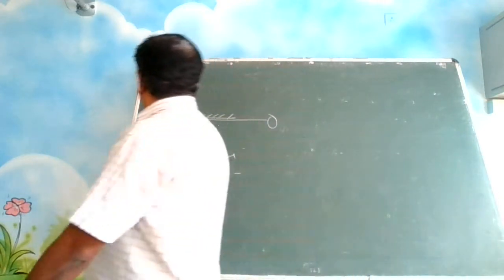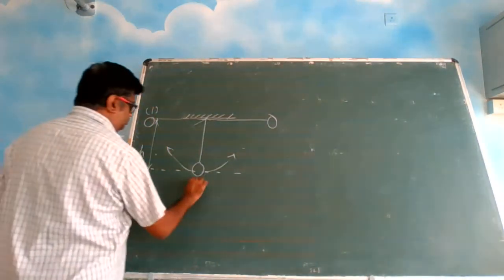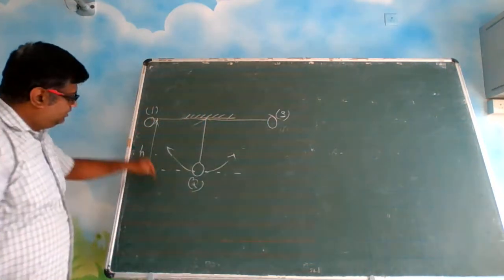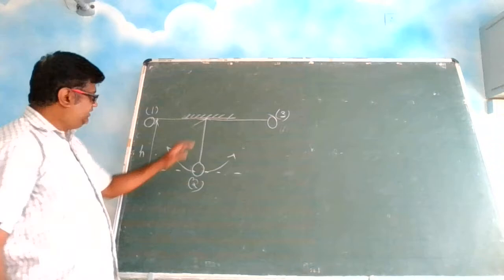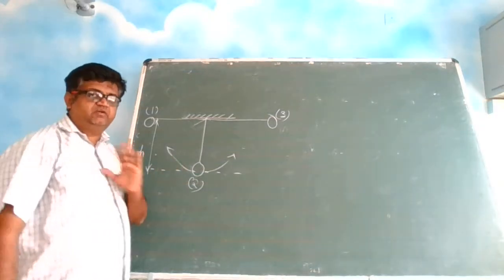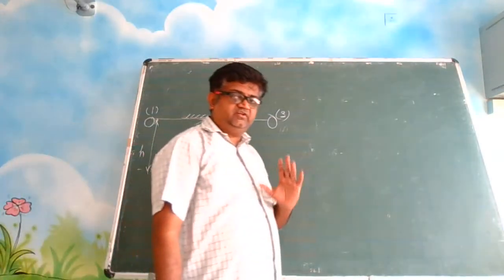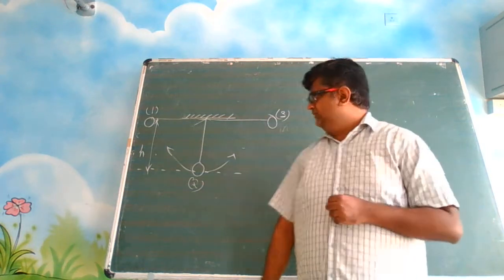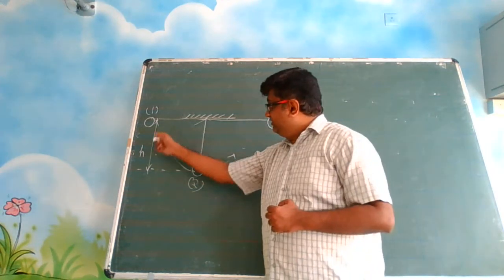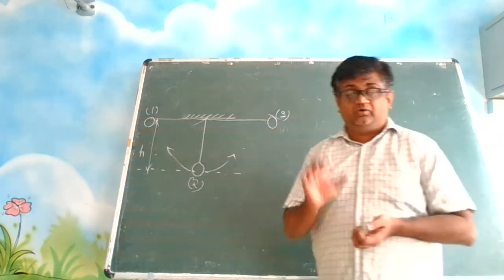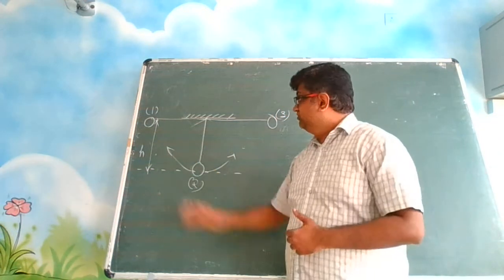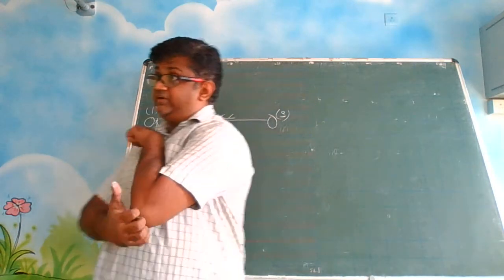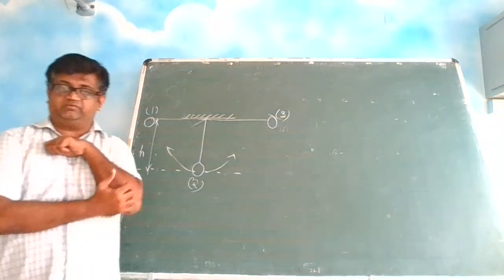Whether the position is 1, 2 or 3, in all these 3 positions, the mechanical energy is conserved. That means total energy is constant. Someone will come and say, sir, there is air in between. No, sir. Air also will give some frictional resistance. We are neglecting that. If you are considering the air friction, then it is not conserved.